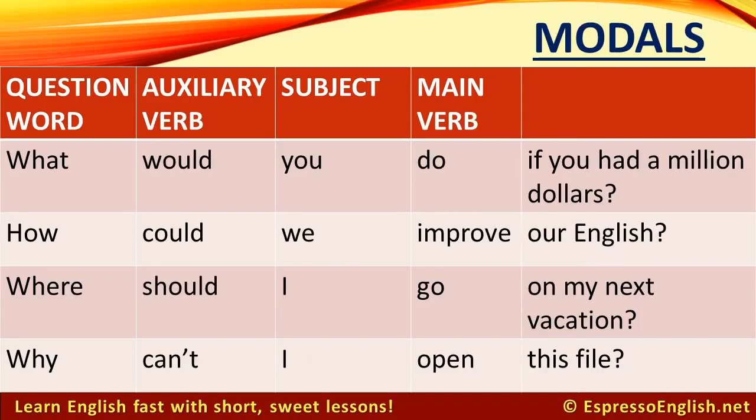And finally, we can use the QASM formula for making questions with modal verbs. For example, what would you do if you had $1 million? How could we improve our English? Where should I go on my next vacation? Why can't I open this file?